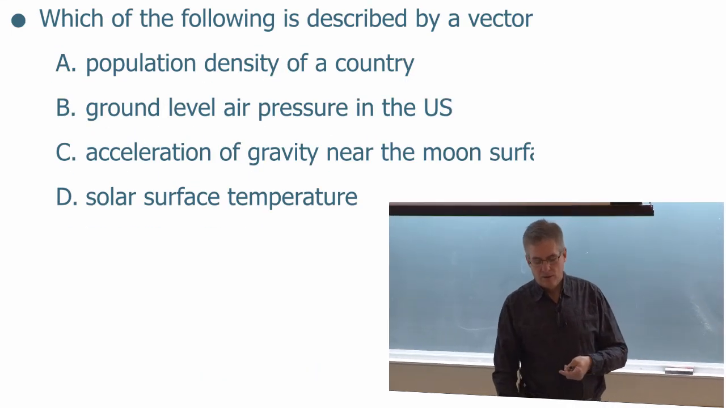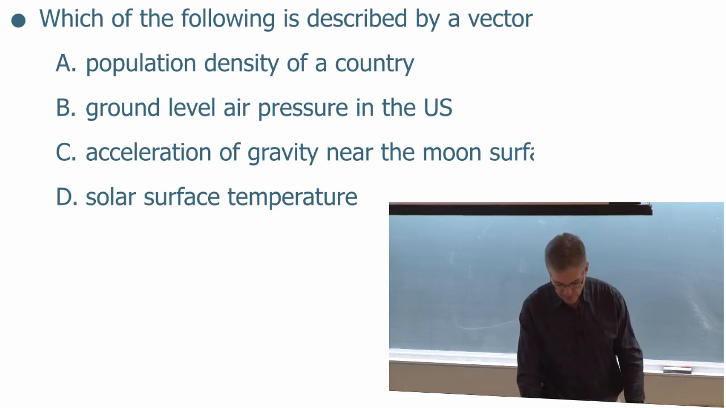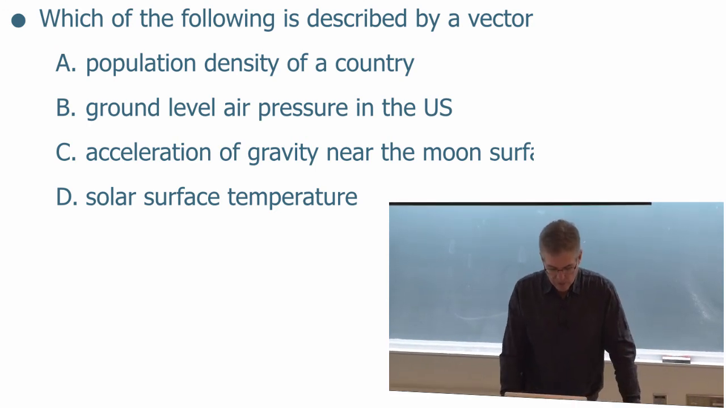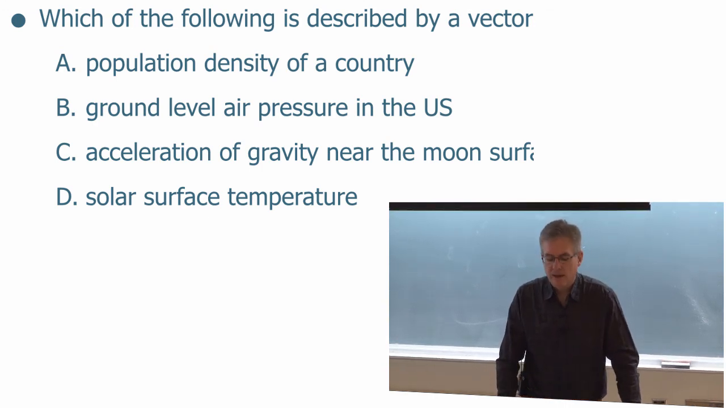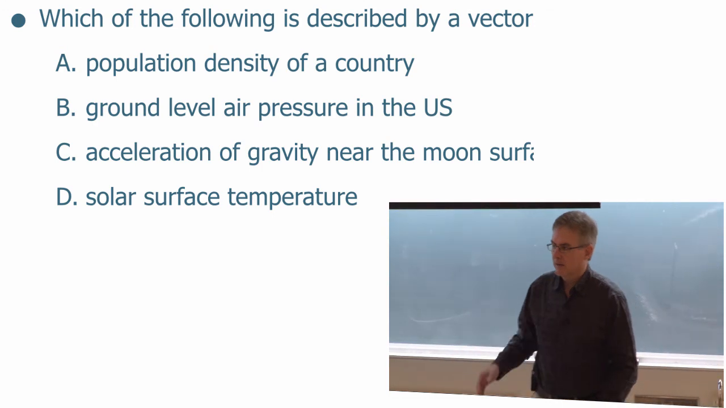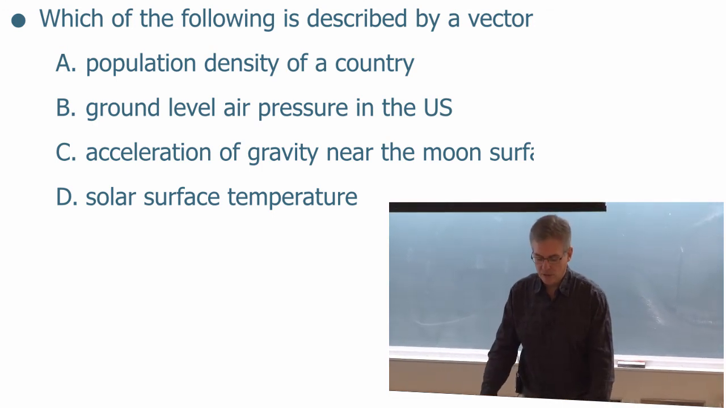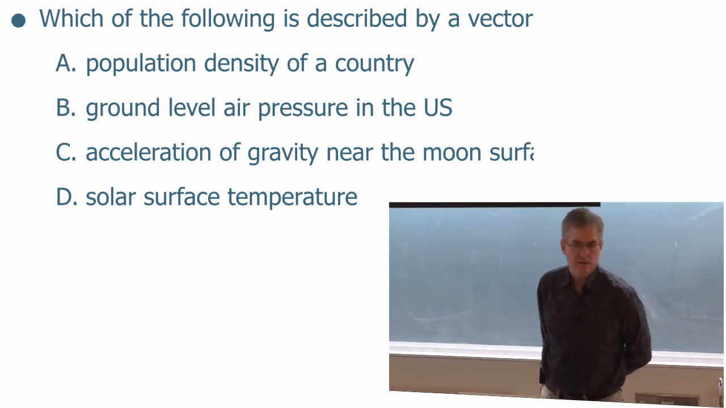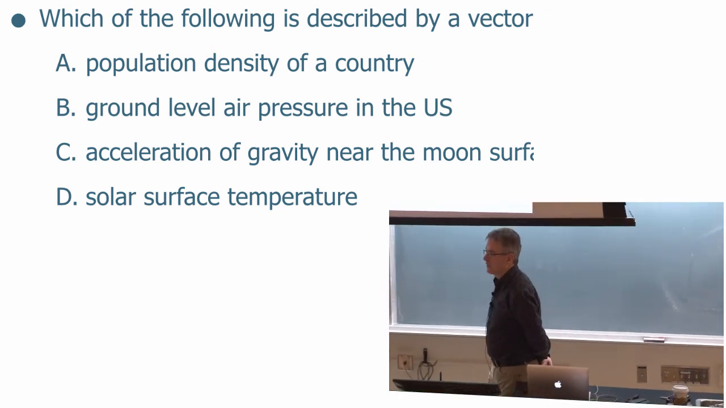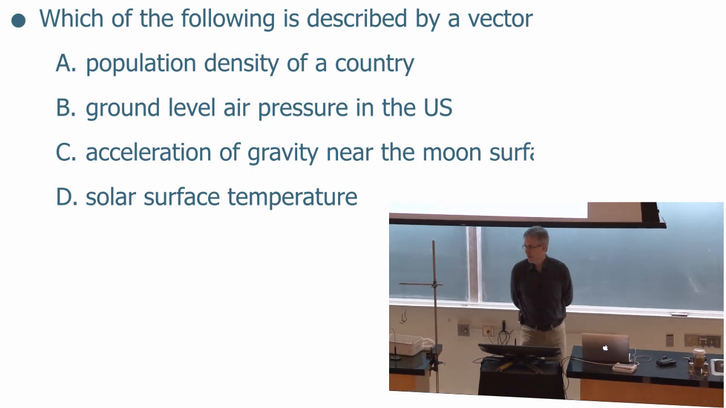But before we get there, let's do a clicker question and ask the following. Which of the following four things is represented by a vector field? A, the population density of a country. B, the ground level air pressure in the US. C, the acceleration of gravity near the moon's surface. Or D, solar surface temperature. Only one of these things is represented by a vector field. You can talk to each other, of course.